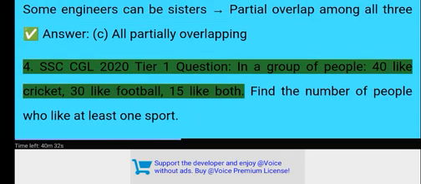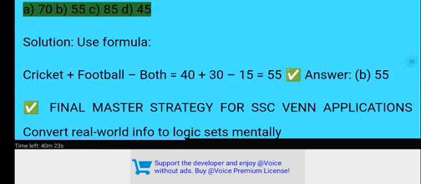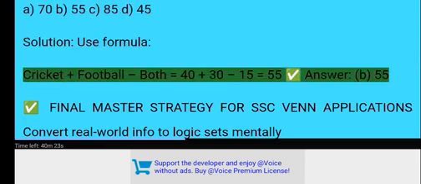4. SSC CGL 2020 Tier 1 question. In a group of people, 40 like cricket, 30 like football, 15 like both. Find the number of people who like at least one sport. A. 70, B. 55, C. 85, D. 45. Solution: use the formula. Cricket plus football minus both equals 40 plus 30 minus 15 equals 55. Answer: B. 55.